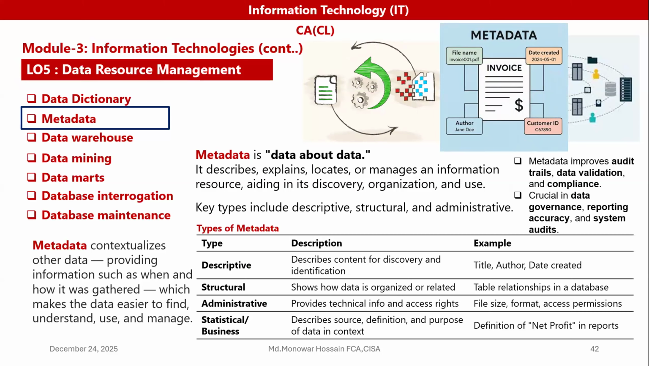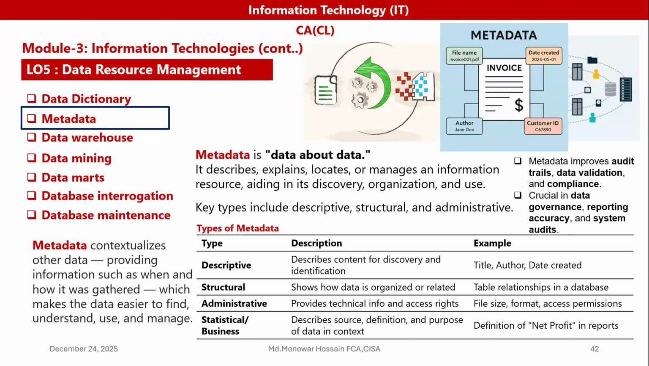So the key types of metadata include describe and structure. We know metadata improves audit trail, data validation, and compliance, because it provides the information on when and how the data was gathered. It's crucial in data governance, reporting accuracy, and system audit. The types of metadata are, first, descriptive, which describes content for discovery and identification, for example title, author, date created, who created that data.